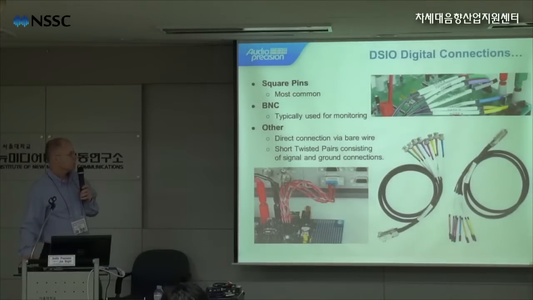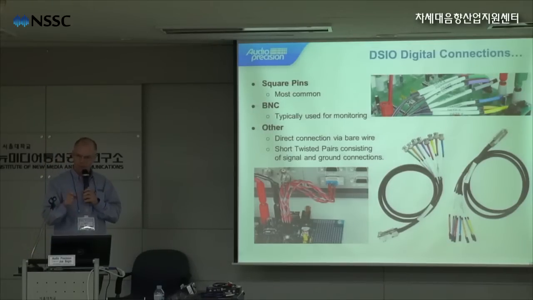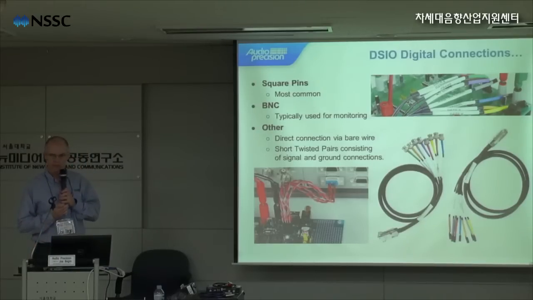These are the connections for the digital serial input-output interface, and square pins are most common. We'll be talking about DSIO connections later in the seminar. And these are the cables that we offer. On one end of our analyzer, it's a 15-pin connector that looks like a VGA connector. It's 15 pins, and actually a VGA cable will fit it, but it's nothing like a VGA cable in terms of the pinouts.